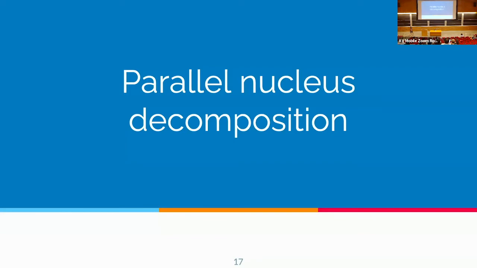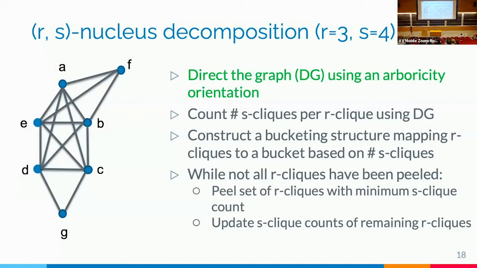Okay, so now I'll talk about the actual algorithm. I'll introduce the algorithm through an example on this graph on the left. What we'll be concerned with is (3,4) nucleus decomposition. So we're looking at triangles as first-class citizens, and we're concerned with the number of 4-cliques that each triangle participates in. This is how the algorithm works.